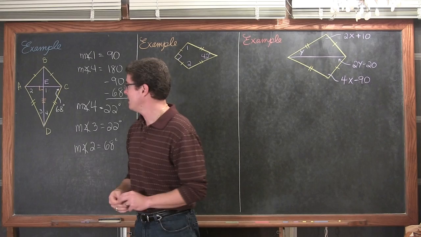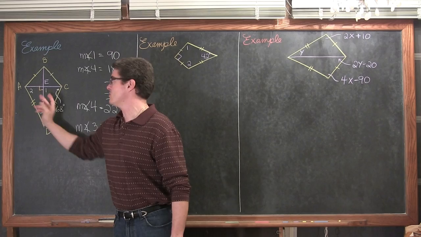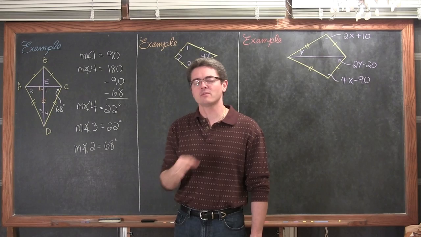Reflexive property, ED is congruent to ED. That means that with hypotenuse leg, we have two right triangles which are congruent, and the corresponding parts of congruent triangles are themselves congruent.